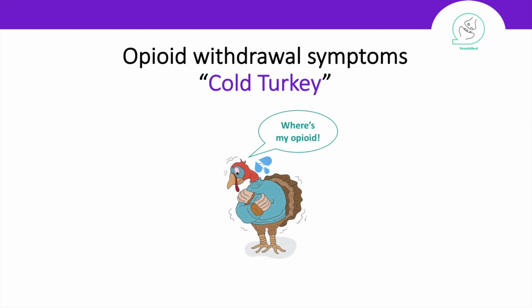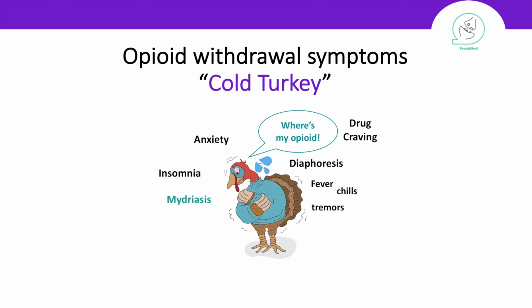Yes. For me, he looks anxious. He's craving for opioid. Where is my opioid? And he's sweating, having fever, chills, and tremors. Oh, can you see his eyes? They're red because he can't sleep. And pupils are dilated. Mydriasis.